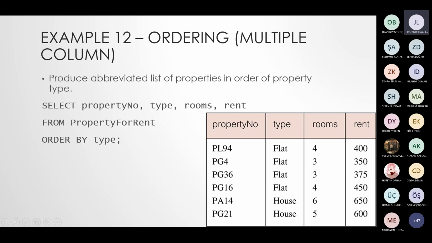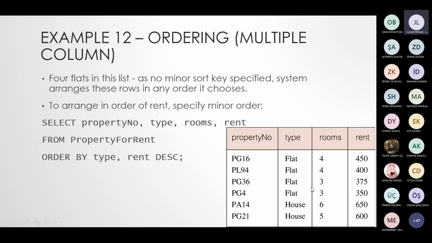Okay. Now we can order by more than one column. So we might say, well, I want to see all types together first, F's and then H's in this case, and then I want to see them by rent descending. Notice that all the F's come before all the H's, but then within that group of F's, the rents are descending, 450 down to 350. Within the group of H's, the rents are descending, 650 down to 600.